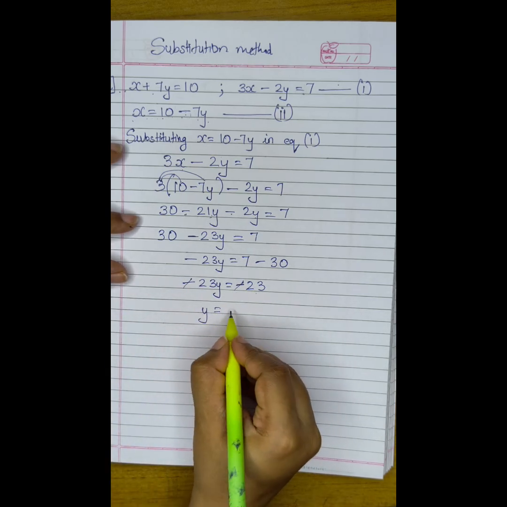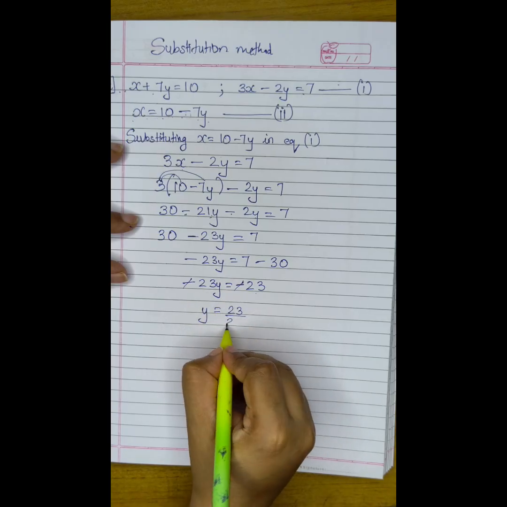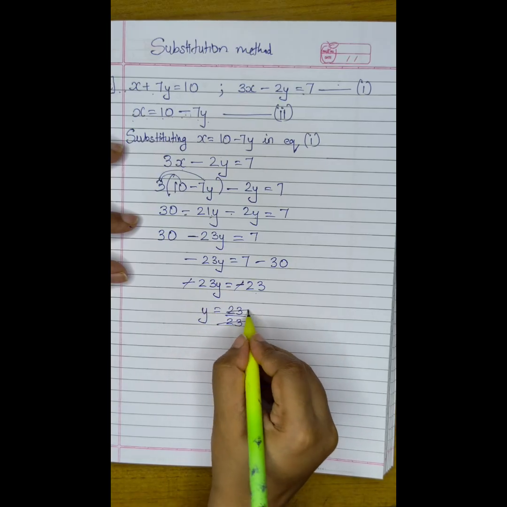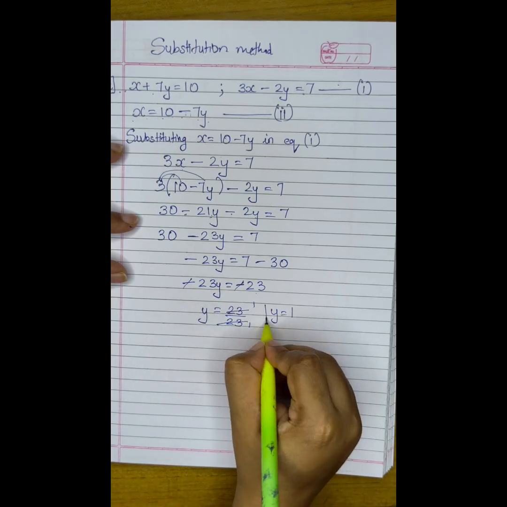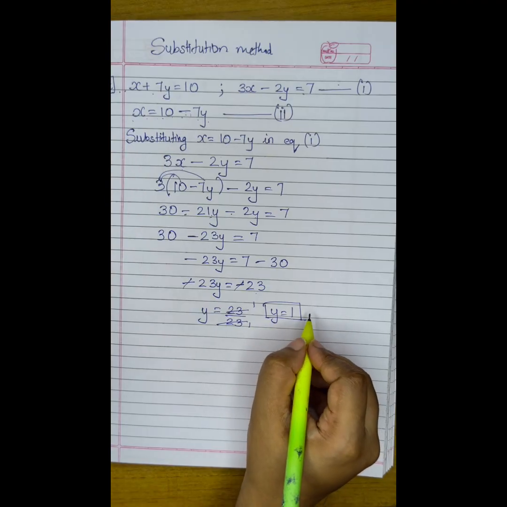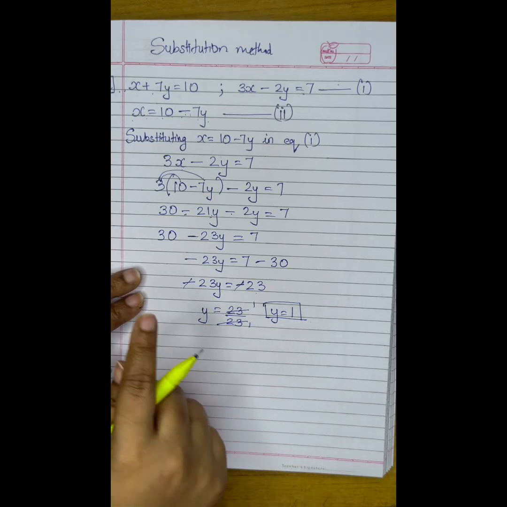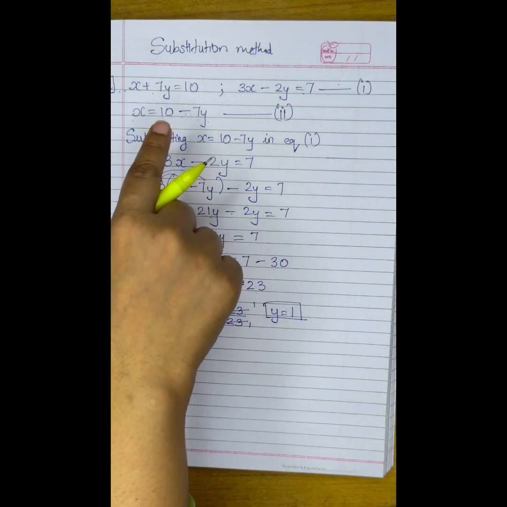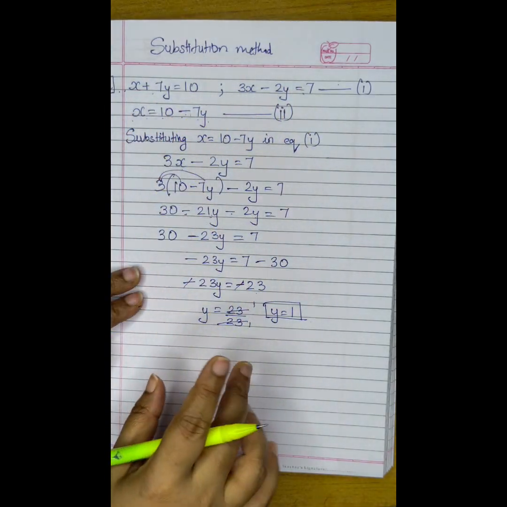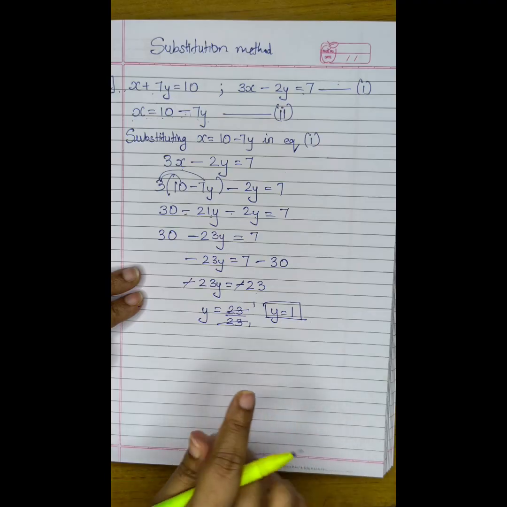y is equal to 23 upon 23, so you get 1 over here. y is equal to 1. Now we got the value of y. Now use any of these equations. Any equation you can use and you can find out the value of x.